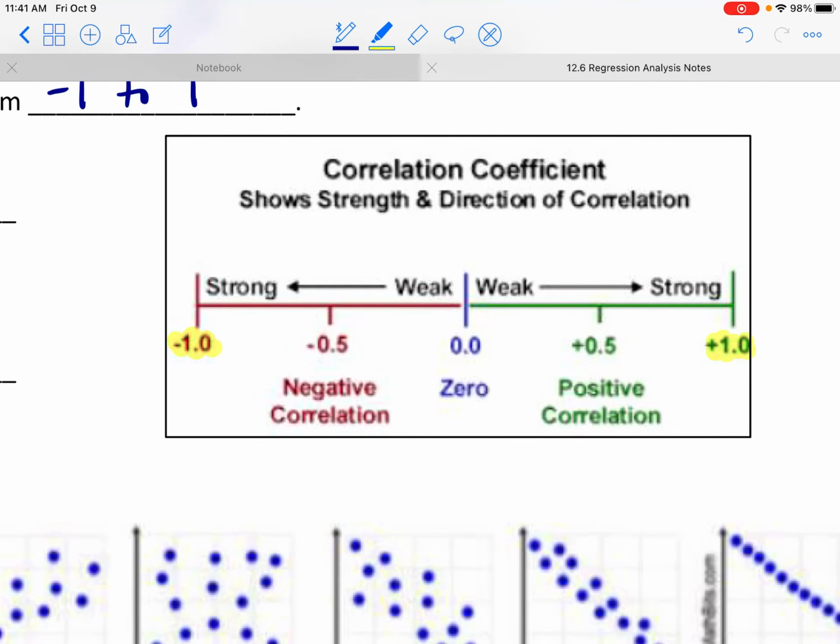So the farther away you get from 1 or -1, or the closer you get to 0, the weaker your correlation is. Anything in the negative just means your values are decreasing. Anything in the positive means that your values are increasing. The closer you are to 0, the weaker the correlation, and the closer you are to 1 or -1, the stronger. So you're going to get stronger as you go this way, and you're going to get stronger as you go this way, or weaker as you're getting closer to 0. Okay, I've just highlighted all over the place.